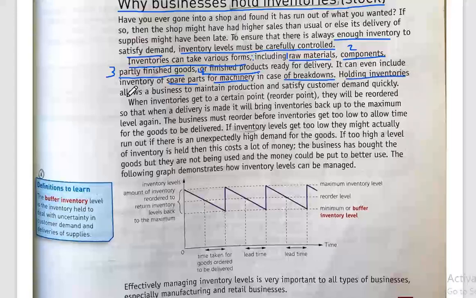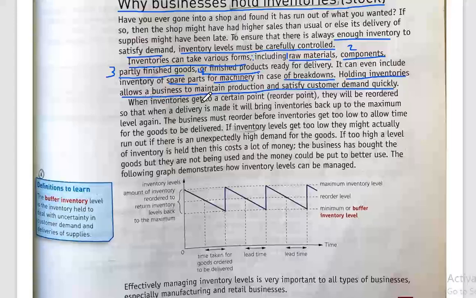Holding inventories, or keeping inventories, allows the business to maintain production and satisfy customers' demand quickly. So if I need raw material, I have it in my inventory. If I need semi-finished products, I have them in my inventory. If there is a customer who asks for a specific product, yes, I can satisfy his demand because I have what he asked for in my inventory.